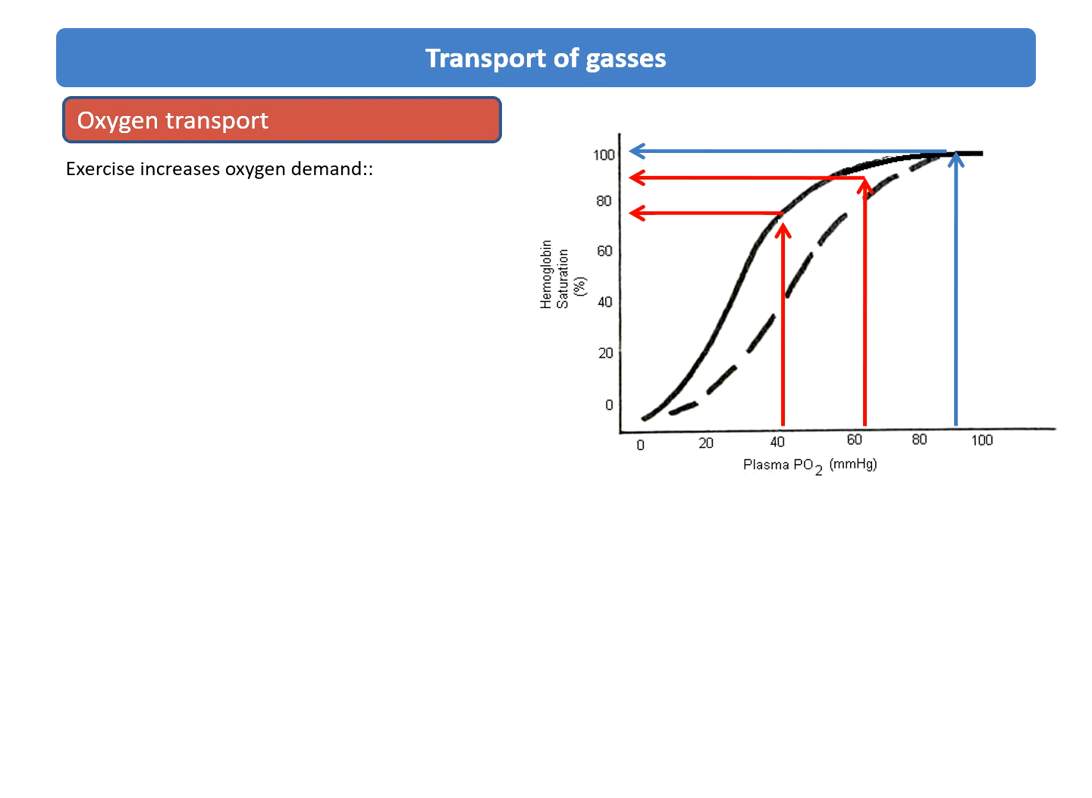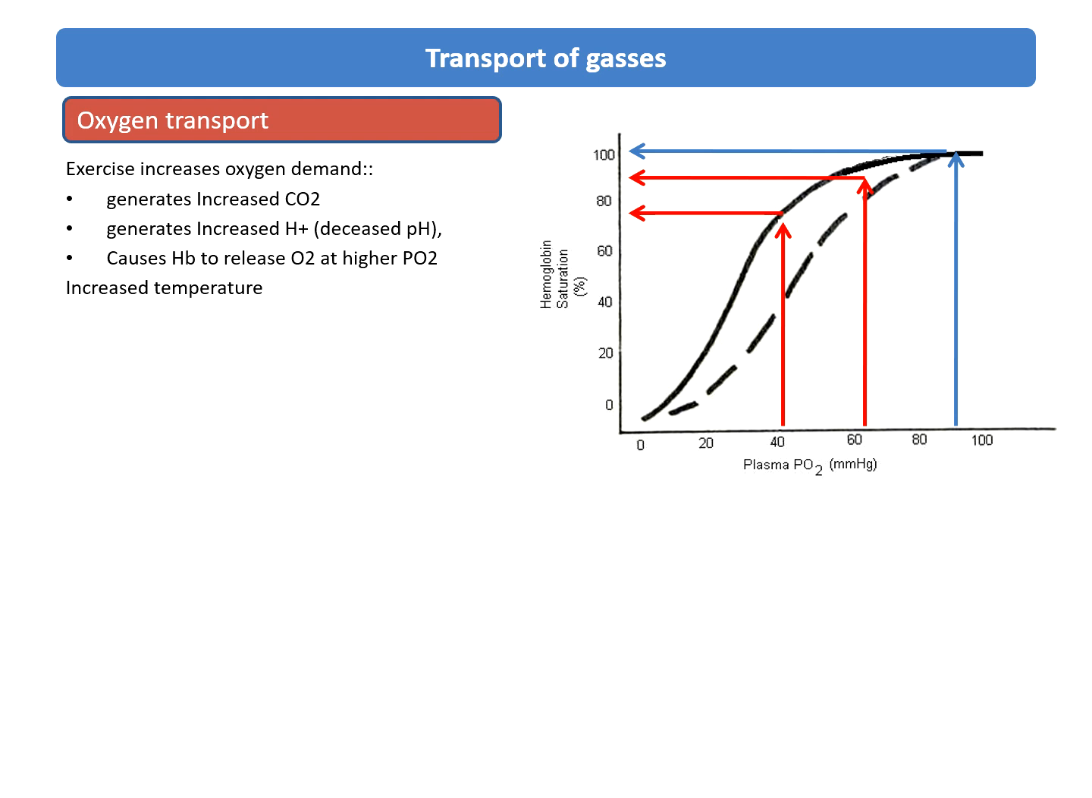Exercise increases oxygen demand. It generates increased carbon dioxide. That in turn generates increased hydrogen ion concentration. That is, it decreases the pH. This will be understood when we get to carbon dioxide transport. It causes the hemoglobin to release oxygen at a higher PO2.